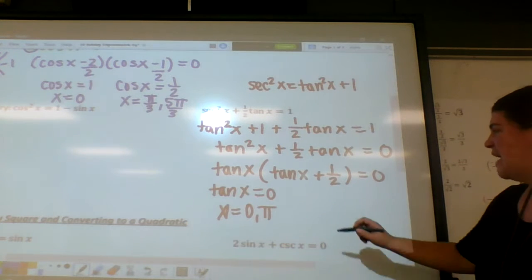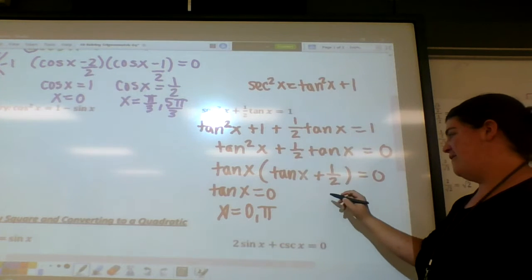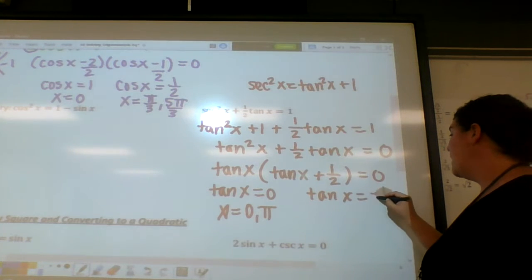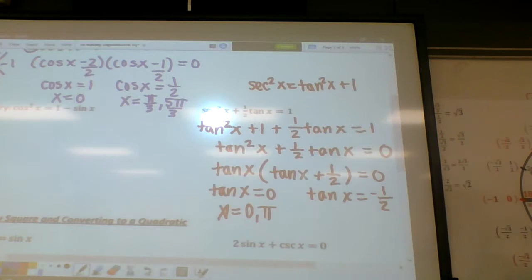And then the other side of this, tangent of x plus 1/2 has to be 0. So we can say the tangent of x needs to be negative 1/2. And where does that happen? Tangent of x negative 1/2. It's not on the unit circle, is it? Now the question is, is it possible for the tangent of x to be negative 1/2?